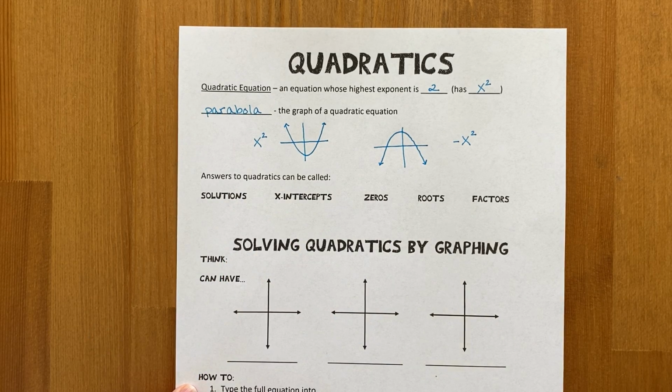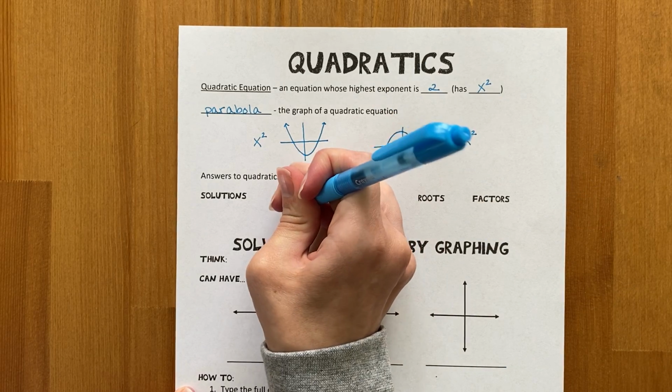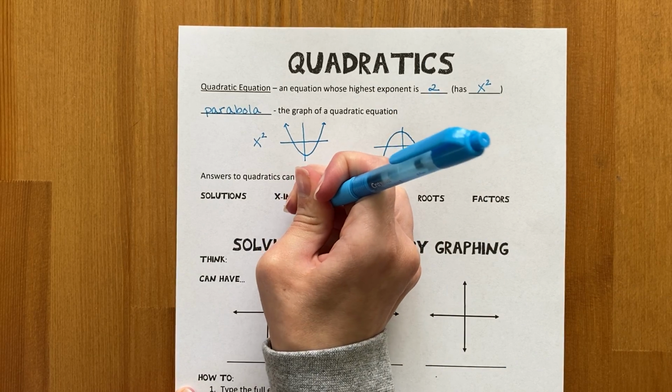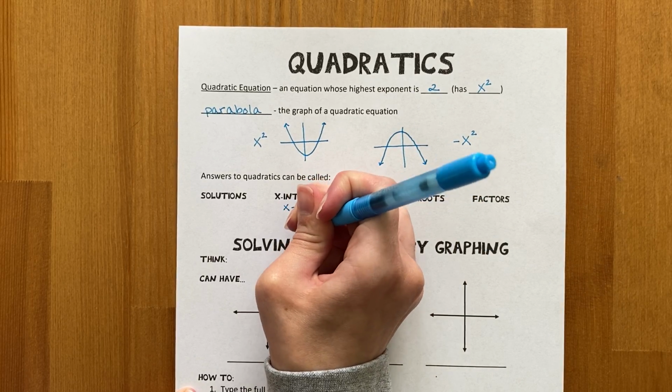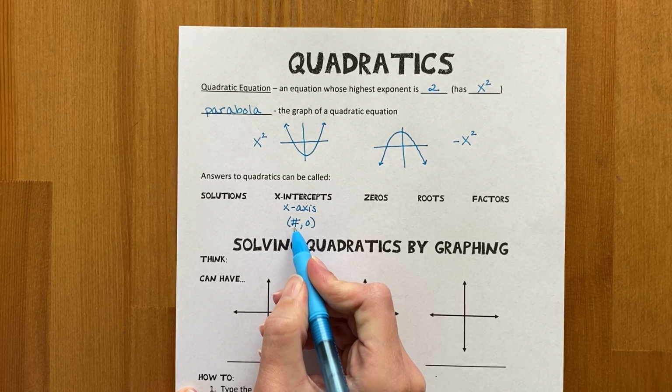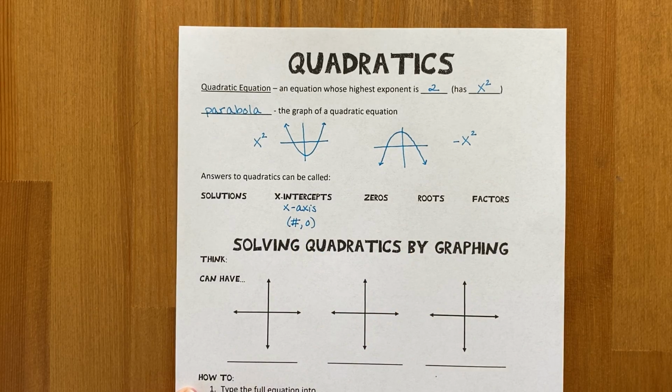X-intercepts kind of give you more of a direction, and we've been working with these for a really long time in our class. This is where we were looking for where our graph crosses the x-axis. And they could be a coordinate that looks like a number, comma 0, and that number is the one that we're going to be looking for. So really, this is pretty similar to some of the things that you already know.